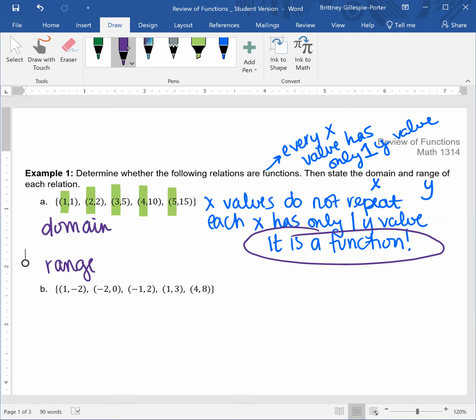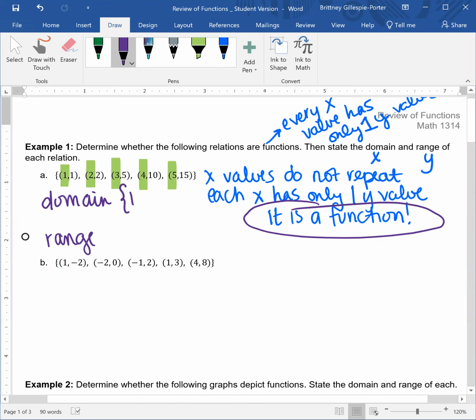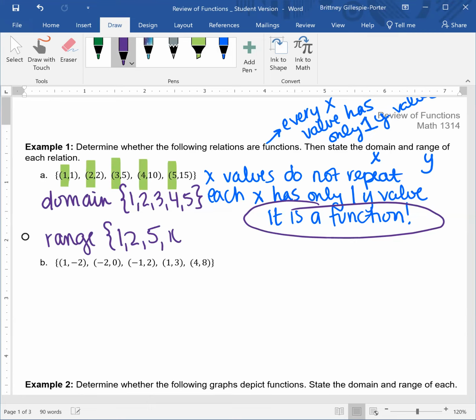So we're going to use set notation, which means we're going to have a curly bracket, and we're going to list all of our x values, which we said were 1, 2, 3, 4, 5, and close my bracket. I separated each one with a comma. My range is all of my y values. So my y values are 1, 2, 5, 10, 15.